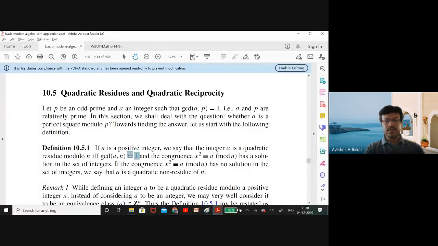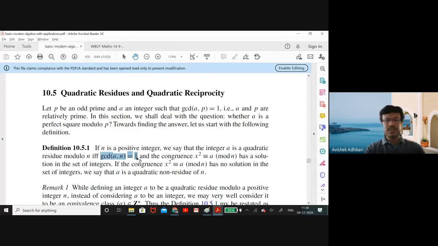Since I talked about only prime, any integer which is strictly less than the prime must be relatively prime. That's why in my intuitive idea of quadratic reciprocity, I did not talk about this GCD 1 condition. But as you understand, for formalism, I required this.